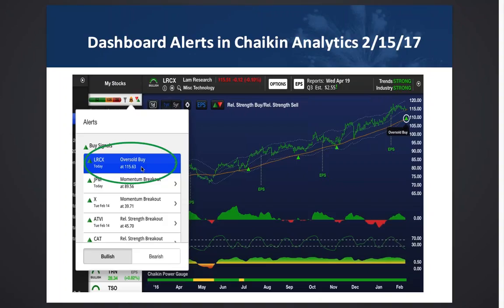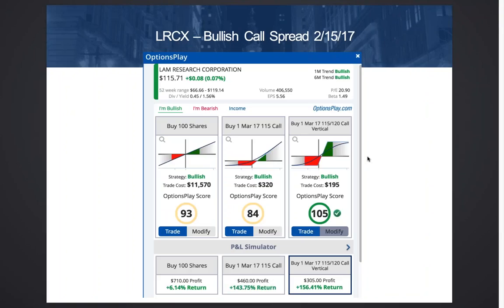And right at the top of the list was an oversold buy on Lam Research. Now, we've been talking about Lam Research in webinars for over 6 months now, so I was immediately attracted to that. I clicked on that and pulled up the chart, and I saw the oversold buy signal, which means a new 8-day low with the Power Gauge bullish and the stock oversold. And then I see that the 3 previous signals had been bullish as well, and there have been positive earnings surprises. So if I want to put on an options trade in Lam Research to take advantage of that buy signal, I go right to Options Play by clicking on it at the top of the screen.